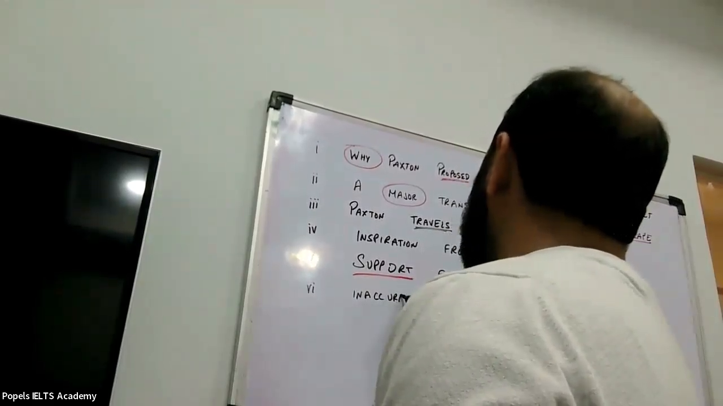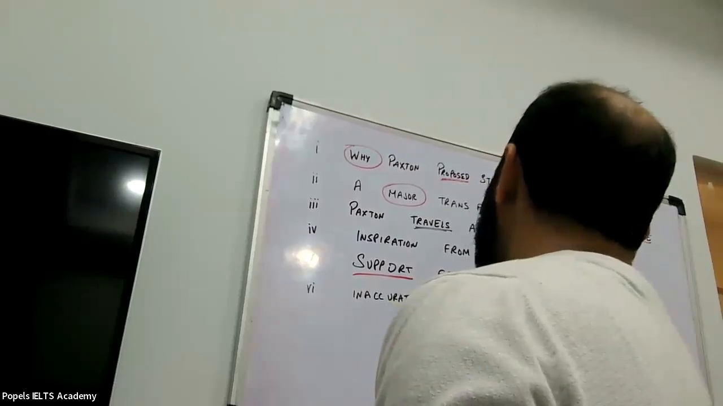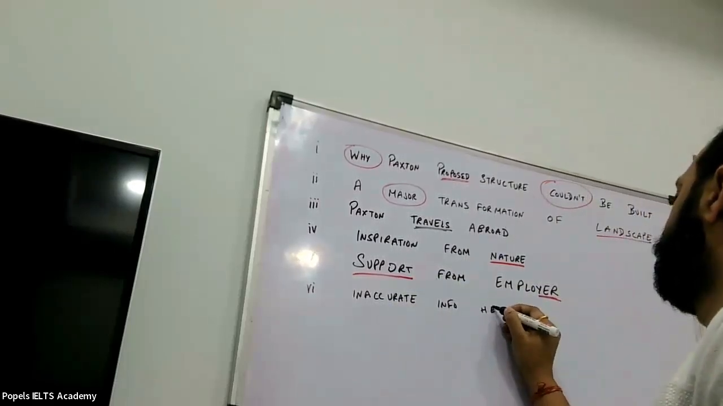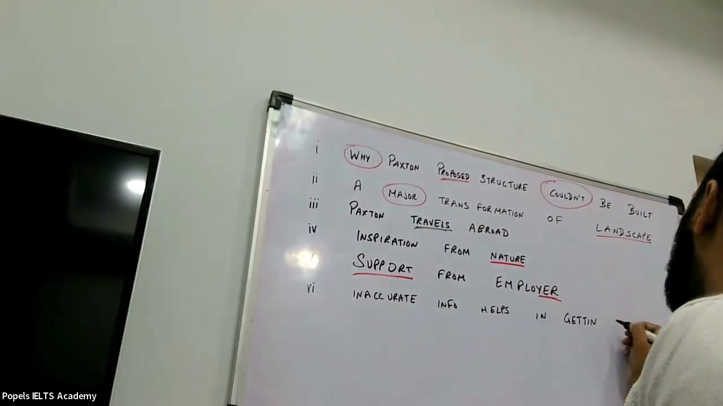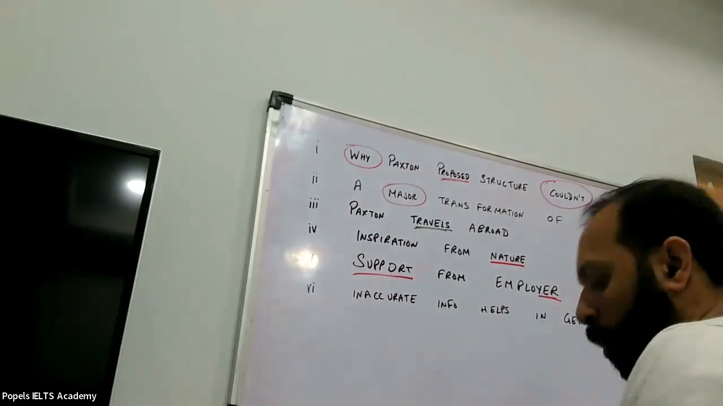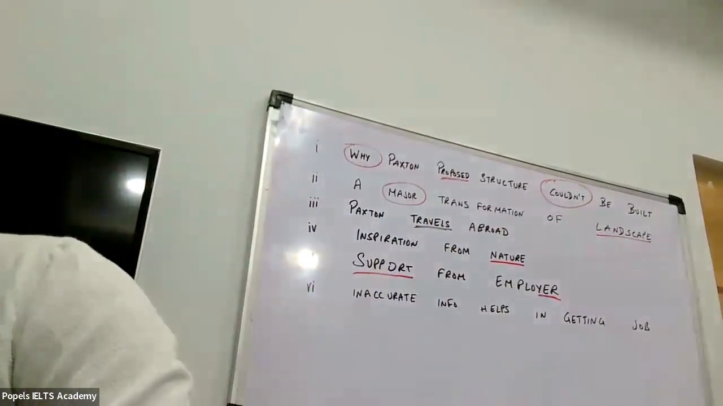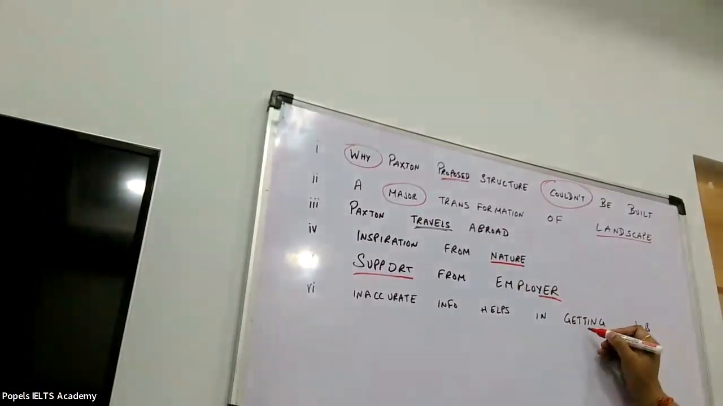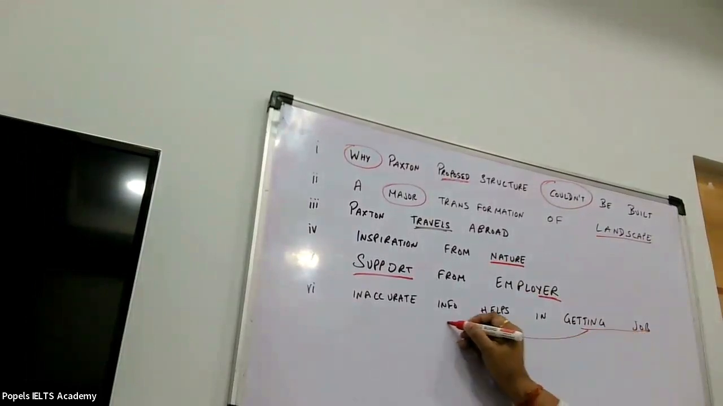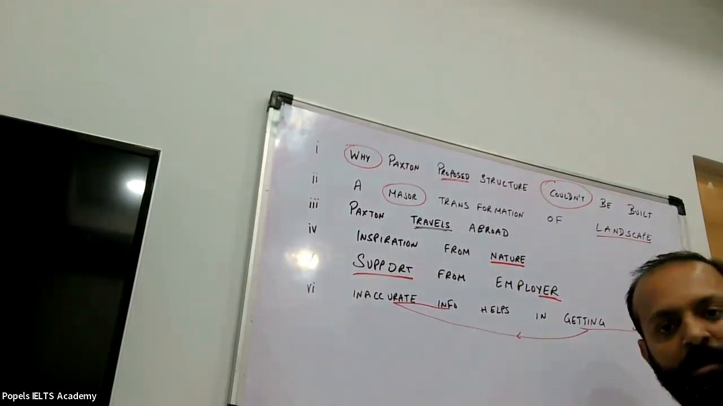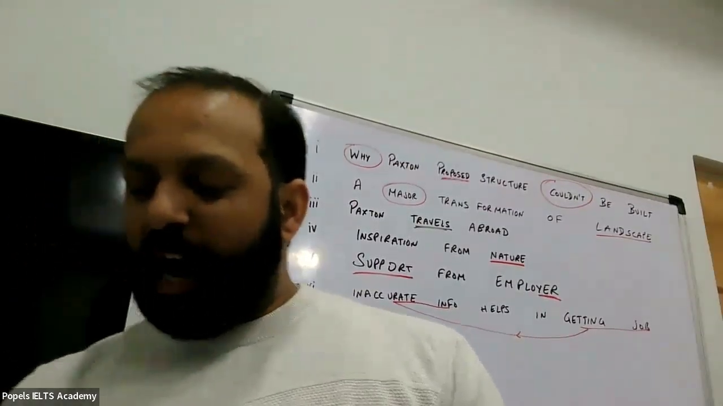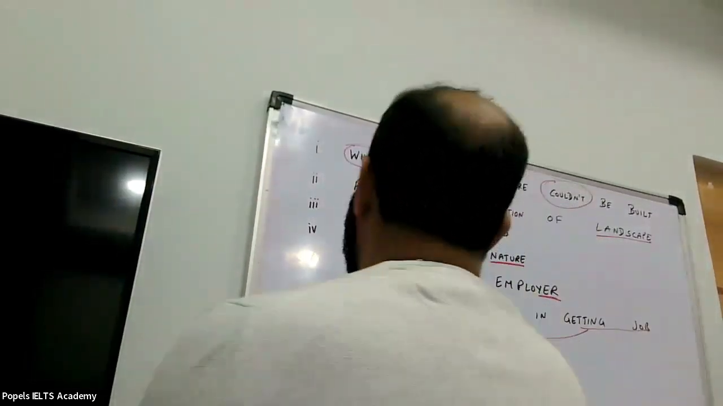Inaccurate info helps in getting job. So my mind map should be like: got job by the help of inaccurate information. Guys, are you understanding how my mind map should work? Yes. Clear? Next, making the most of an unplanned opportunity.